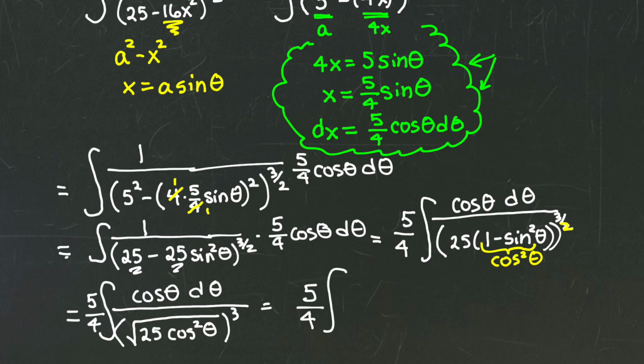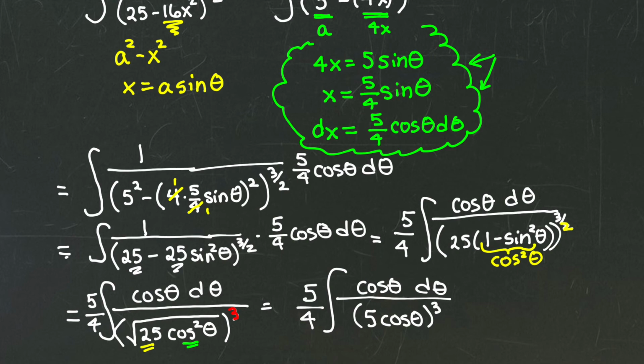5/4 in front. Cosine theta's in the numerator. In the denominator, we're taking a square root of 25, and that's just giving us a 5. We've got a square root of cosine squared, and that's just giving us a cosine. But we can't forget that power 3 here, and so all of that's getting cubed.